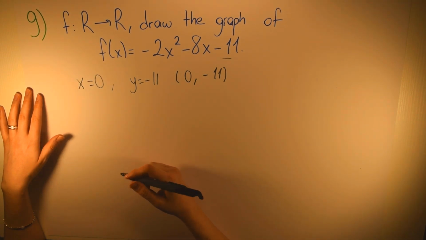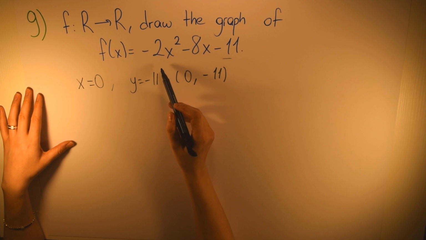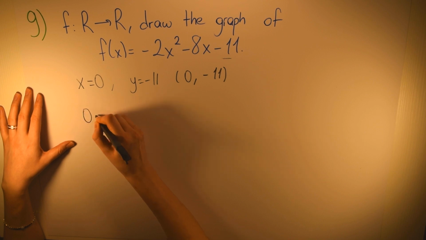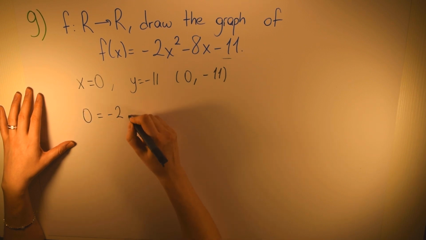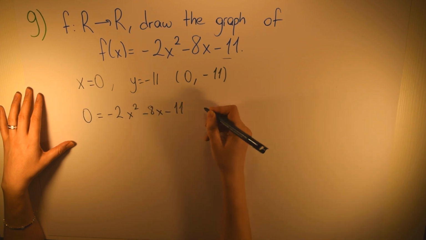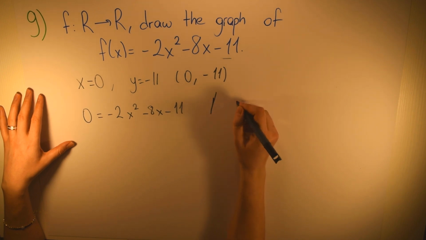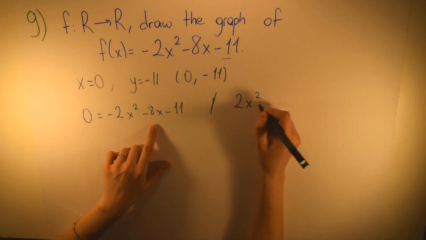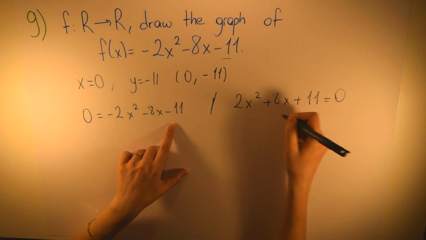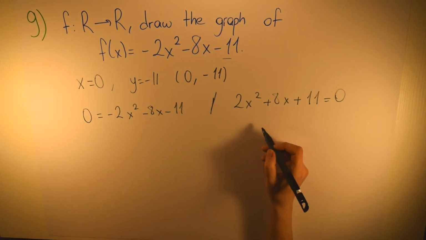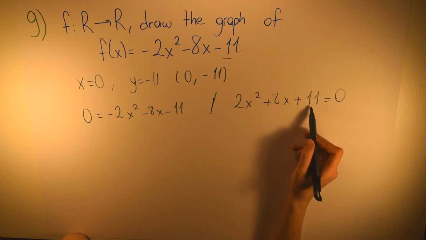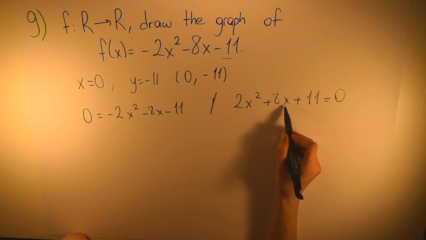Let's try to find our x-intercepts. How do we do that? We write 0 instead of y, so 0 is equal to minus 2x squared minus 8x minus 11, or I can write it as 2x squared plus 8x plus 11 is equal to 0, right? Because it's the same thing. So can I factor this equation? No, I cannot, because this is 11. It has to be 11 times 1 and it cannot give 8x.